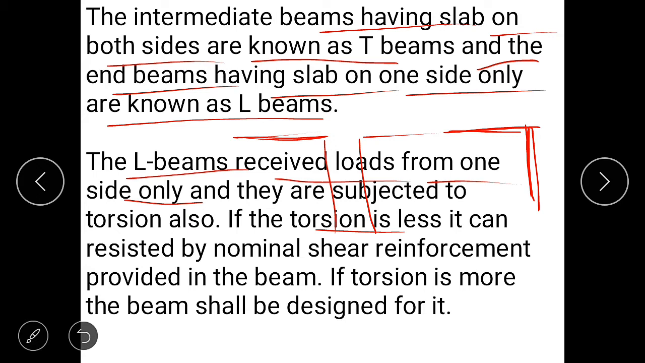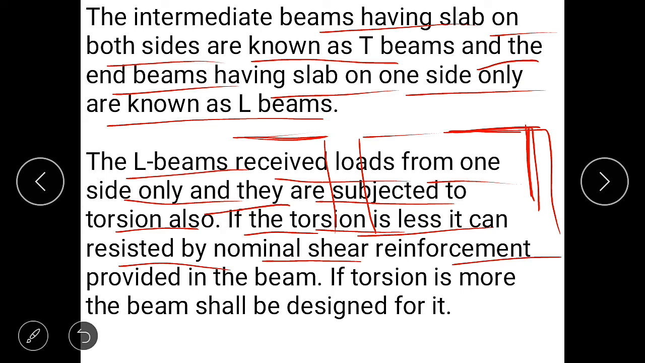Why is the load on one side only in an L section? Because this section is constructed at a corner side, and it is also subjected to torsion. If the torsion is less, it can be resisted by nominal shear reinforcement provided in the beam. If torsion is more, the beam shall be designed for it.